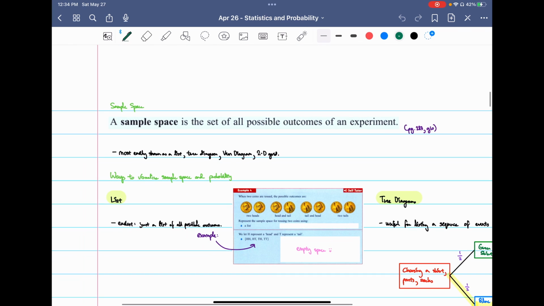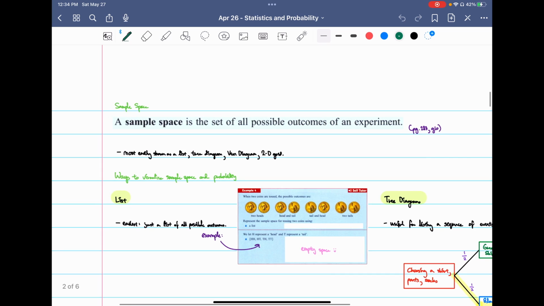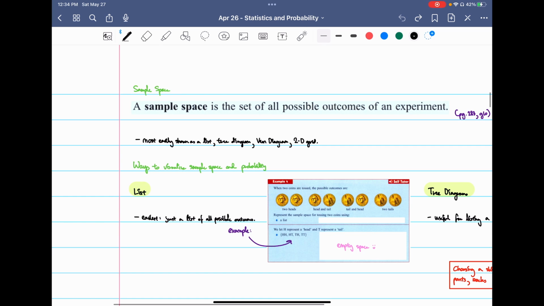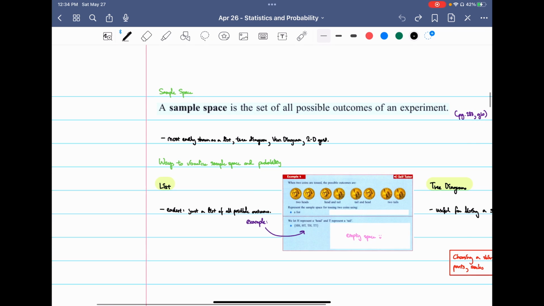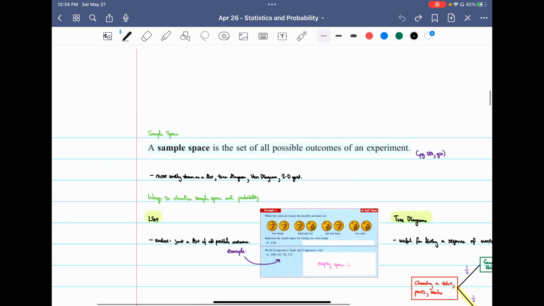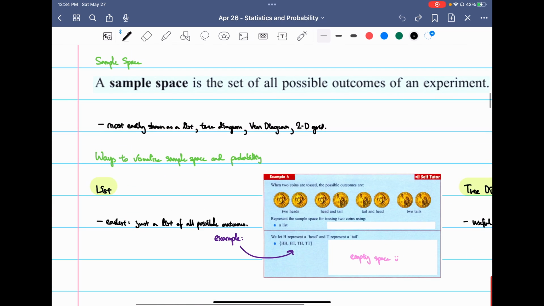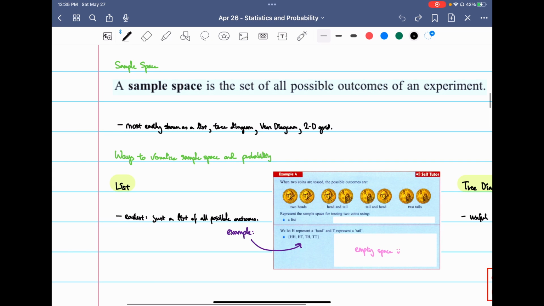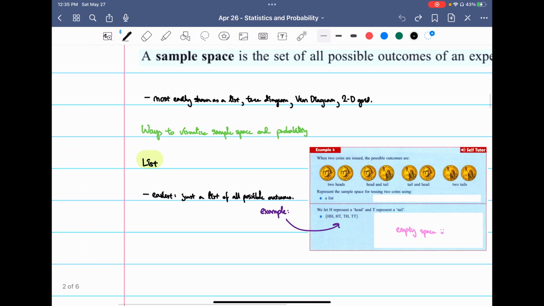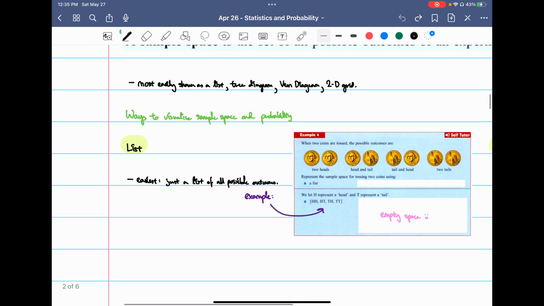Now we'll be looking into sample space. Sample space, as the definition given by the textbook, is the set of possible outcomes of an experiment. Experiment in this case is the set of numbers or the probability we have. I'll be looking more into that as I explain Venn diagrams, 2D grids, tree diagrams, and so on. Okay, ways to visualize sample space and probability.